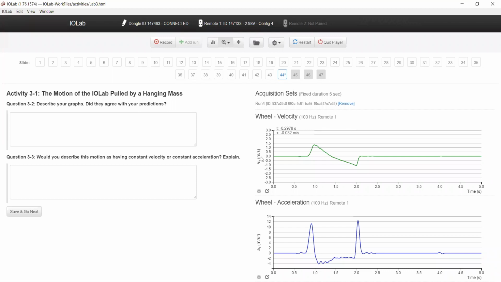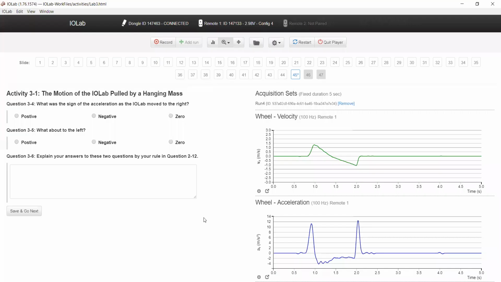Okay, now we have to describe our graphs. Did it agree with the predictions? The predictions were similar to the graph that we had while moving the IOLab on the ramp: slowing down in the positive direction, a turning point, and speeding up in the negative direction. Would you describe the motion as having constant velocity or constant acceleration? The velocity has a constant slope. In the positive direction it is slowing down, in the negative direction it is speeding up. Acceleration is kind of constant. So go ahead, write your answer here, and then click save and go next.